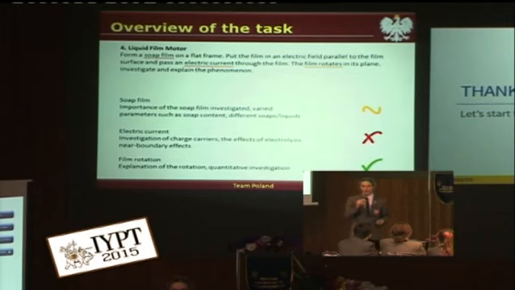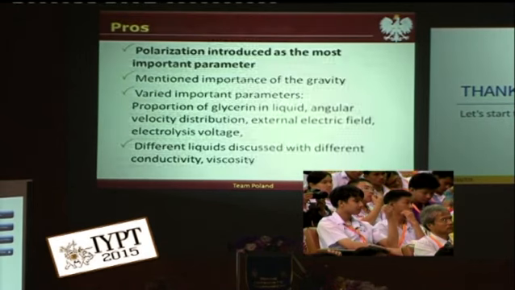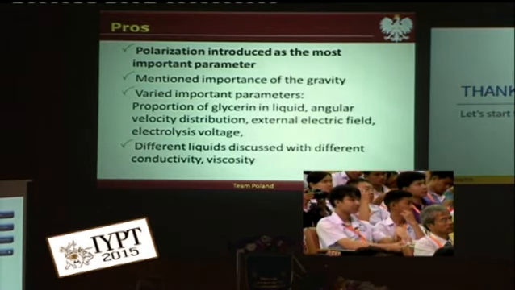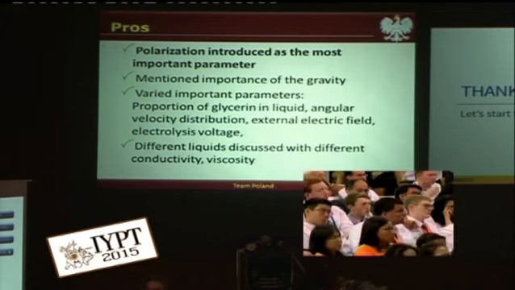taken from literature, which I think should be discussed in more detail, but it's a good addition to the presentation to present what angular velocity we predict. So in detail, as the pros of the presentation, the polarization introduced as the most important parameter. It's a good thing that you did this because it's the most important assumption of your theoretical model, at least in my opinion. You mentioned the importance of gravity. You said that it's a relevant parameter, but you didn't vary it within your experiments. You just inclined the frame and said that this is important.